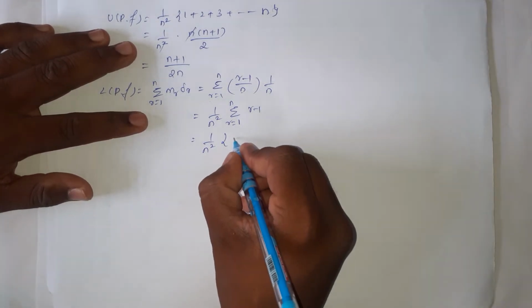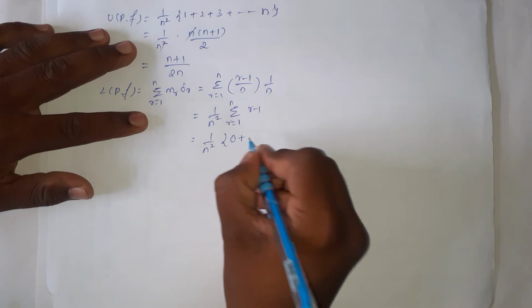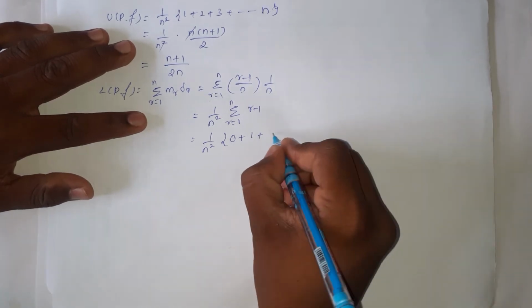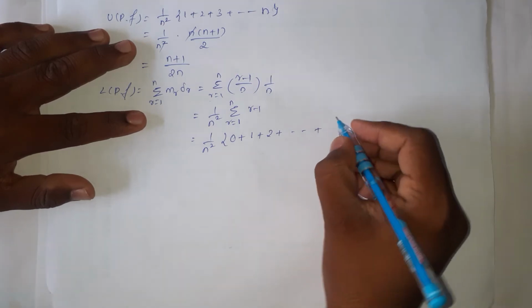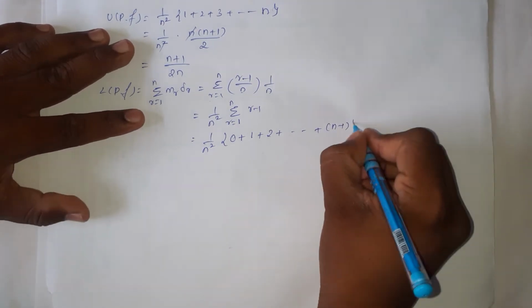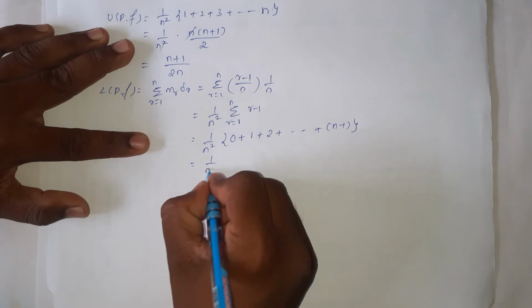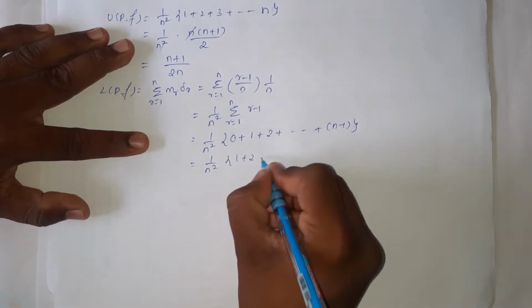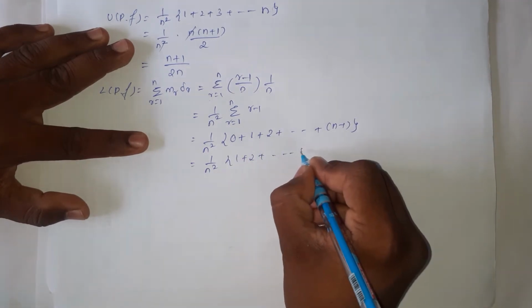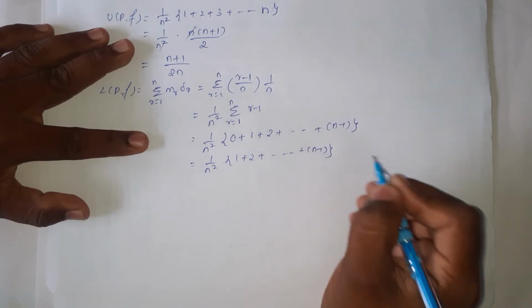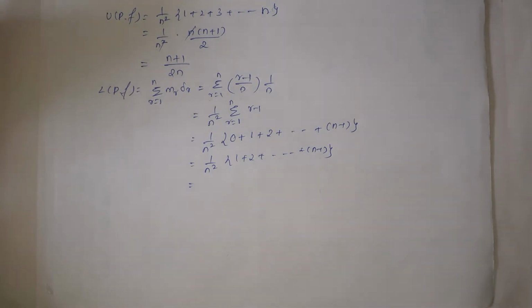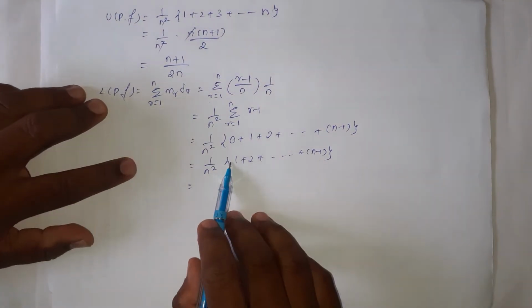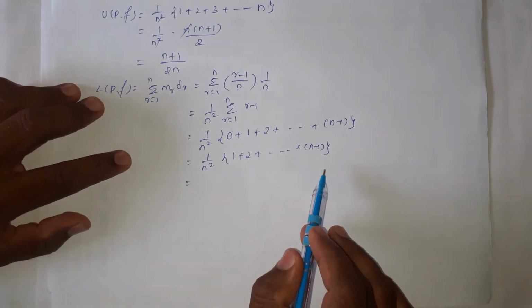If you put r equal to 1, we get 0, then for 2 it is 1 and for 3 it is 2 and so on. If you put r equal to n, then we get n minus 1. So, therefore, it is equal to 1 by n square into 1 plus 2 plus 3 and so on up to n minus 1. It is the result. Now, in the previous UPF, that was the sum of first n natural numbers, but here it is the sum of first n minus 1 natural numbers.